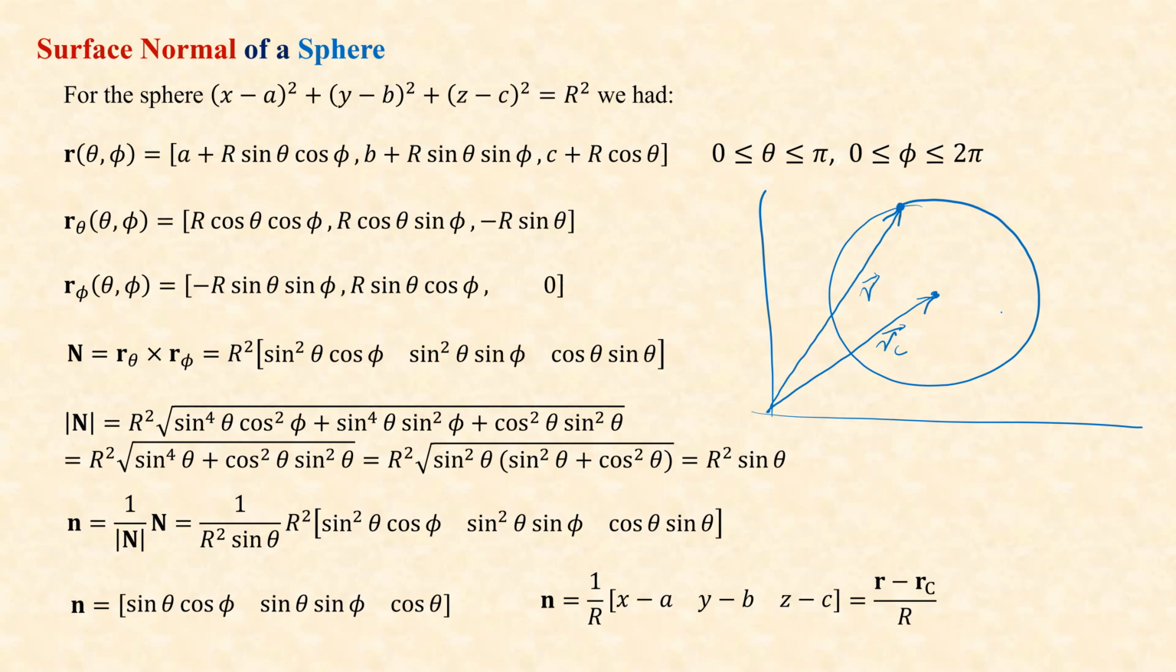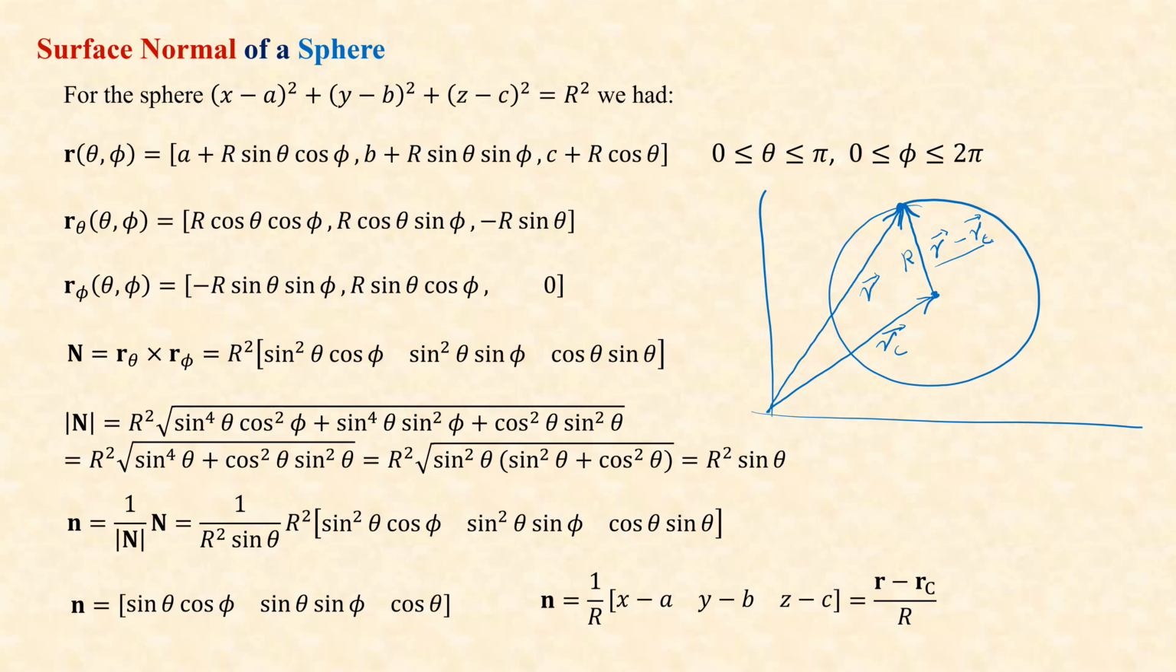This is the R_C vector. And what is R minus R_C? R minus R_C as a vector is from here to here, right? Because if you add R_C to R minus R_C, we get R. So this is R minus R_C, right? And then what is the magnitude of that? That is from the center of the sphere to one point on the surface. It has a magnitude of R.